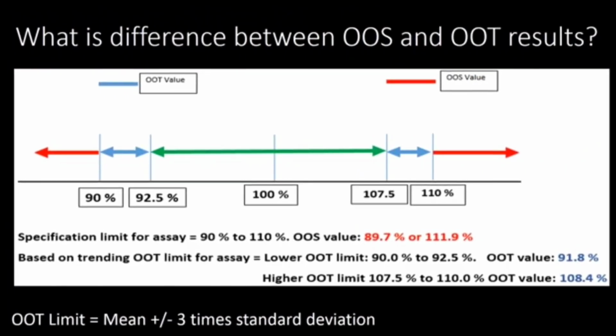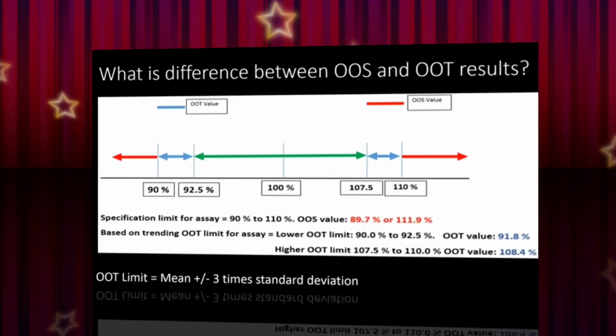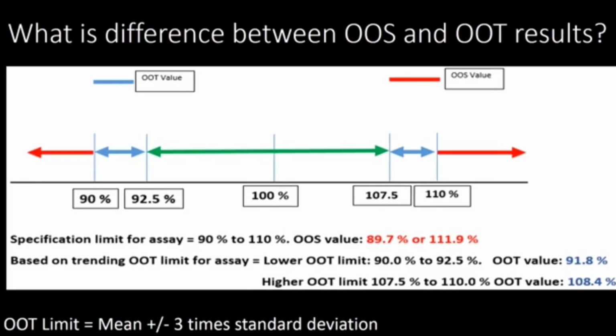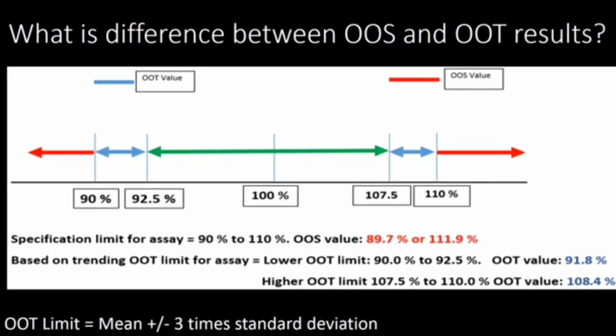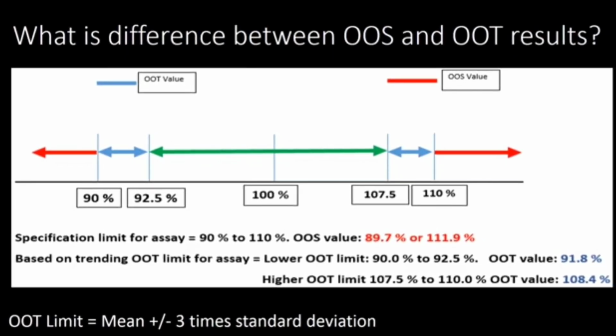As an introduction, we will start this series of questions with a very basic one. The question is, what is the difference between OS and OT results? Here, values under the blue line indicate OT results and values under the red line indicate OS results.